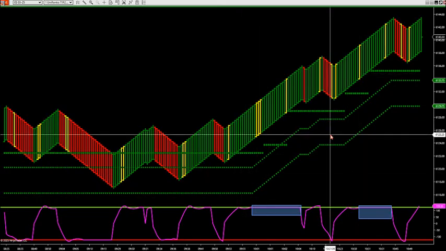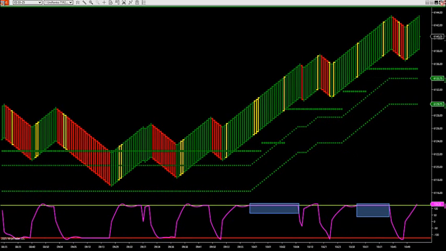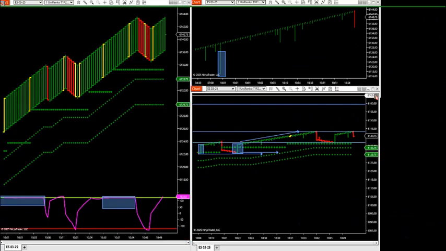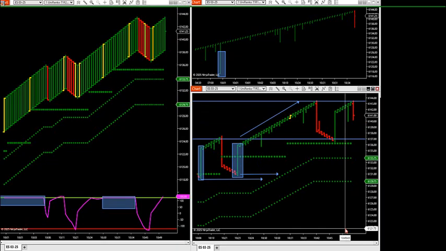our dual trend filter's up. We're taking the first V bottom, turning the strategies on, LG2 strategy. There she goes.